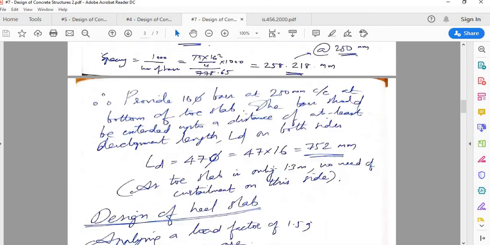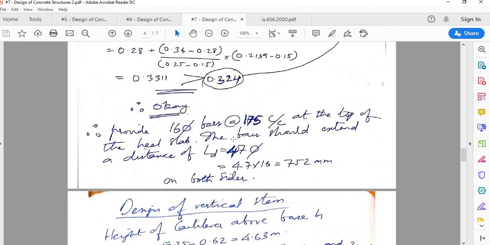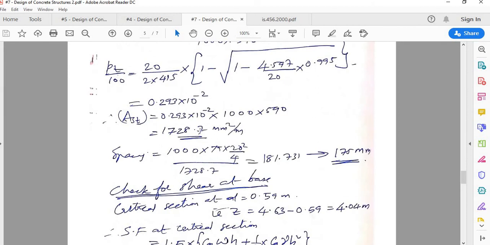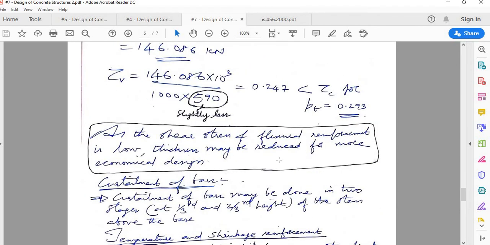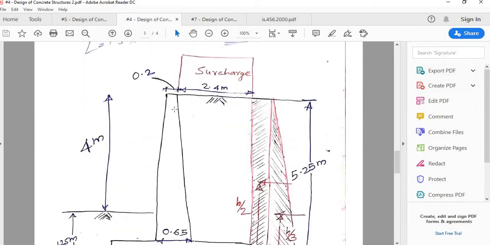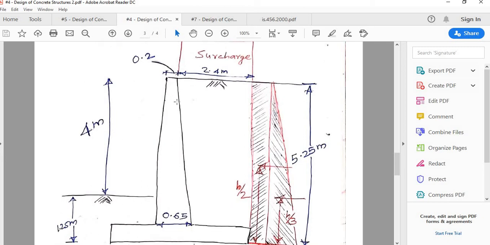So considering the height of the stem wall, we will curtail the bars that are going up. The reinforcement we got is 20 dia at 175 spacing, right? So that we will curtail after a certain height. That I'll show you when I detail the entire thing finally. Another thing that I told about the stem is that you have to provide minimum reinforcement in the perpendicular direction. That will take care of the effect of temperature and shrinkage and things like that.